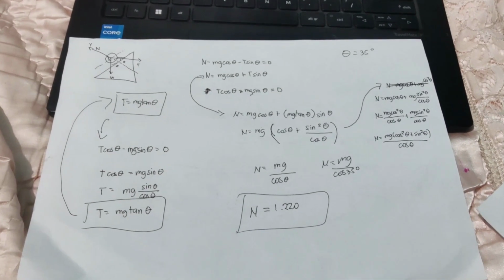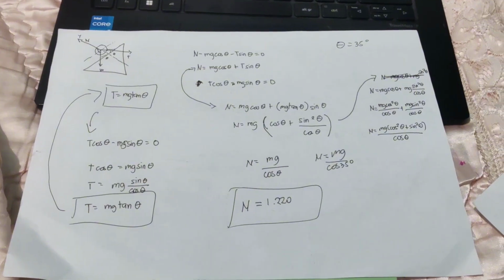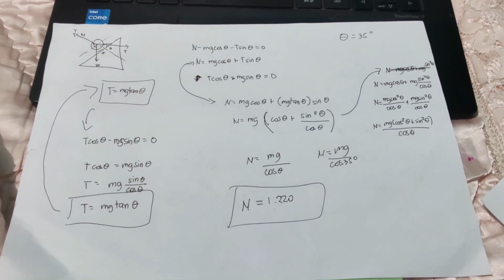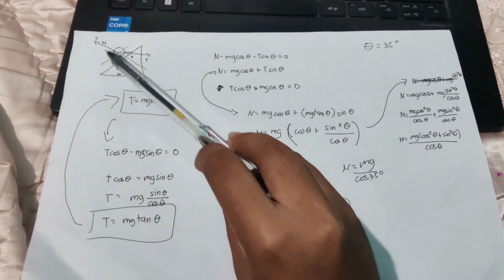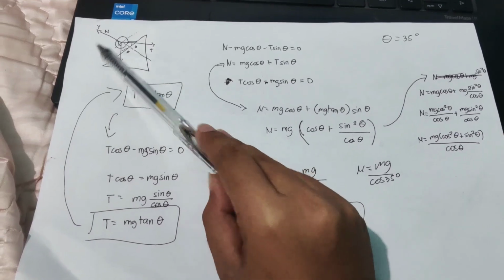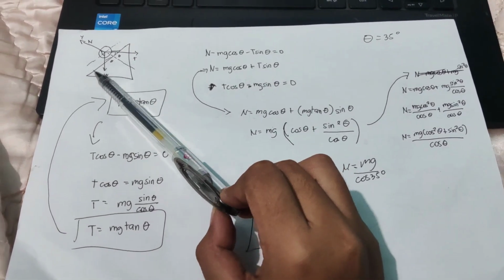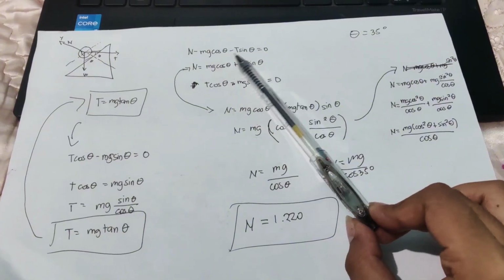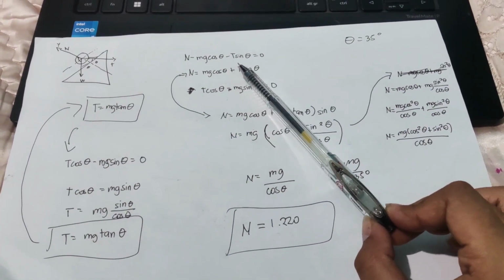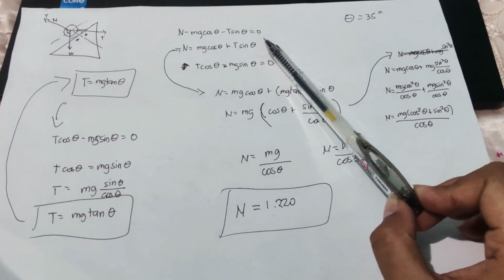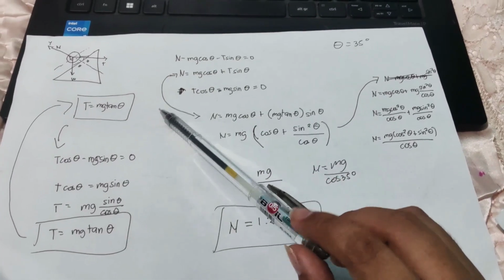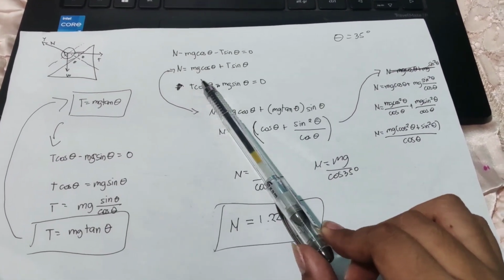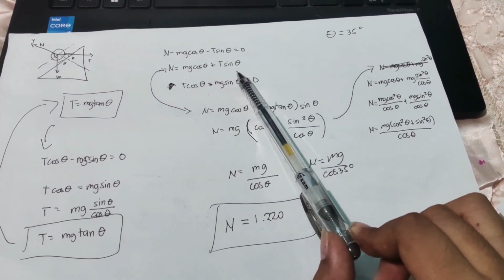Now let's find the magnitude of the normal force. So let's take forces perpendicular to the ramp. In that direction, nothing moves, so the net force is 0. That means N minus weight cos theta minus tension sine theta is equal to 0. When we rearrange this equation, it becomes N equals weight cos theta plus tension sine theta.